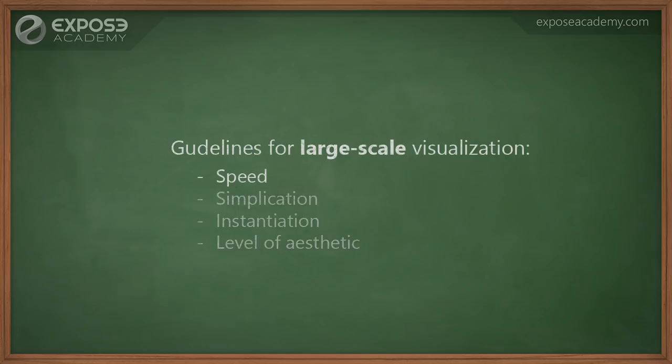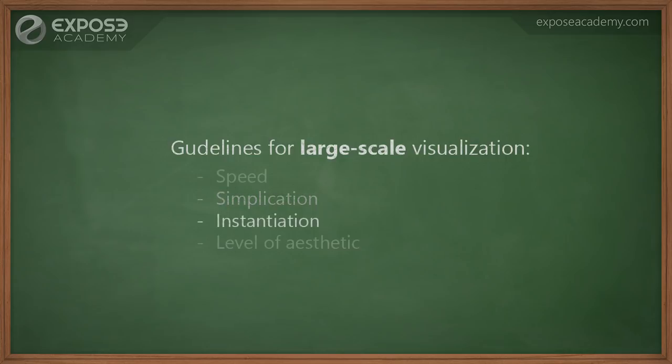The first one is speed. You need to find ways to create everything as fast as possible. Remember, you only have several days to finish it, not months. Second is simplification. If the object you want to create won't be visible in the final rendering, or it will be smaller than a single pixel, then just skip it. If you can replace multiple objects with a single texture, then use the texture instead.